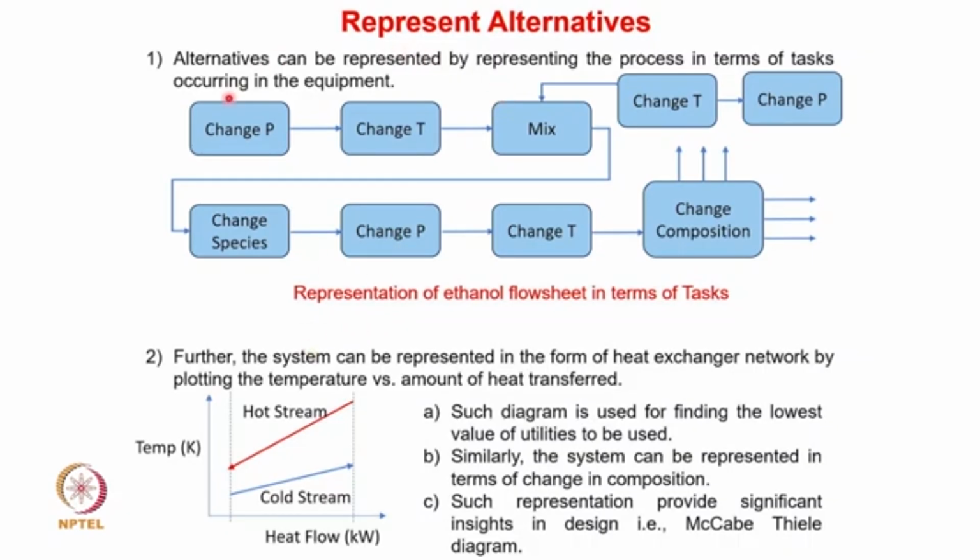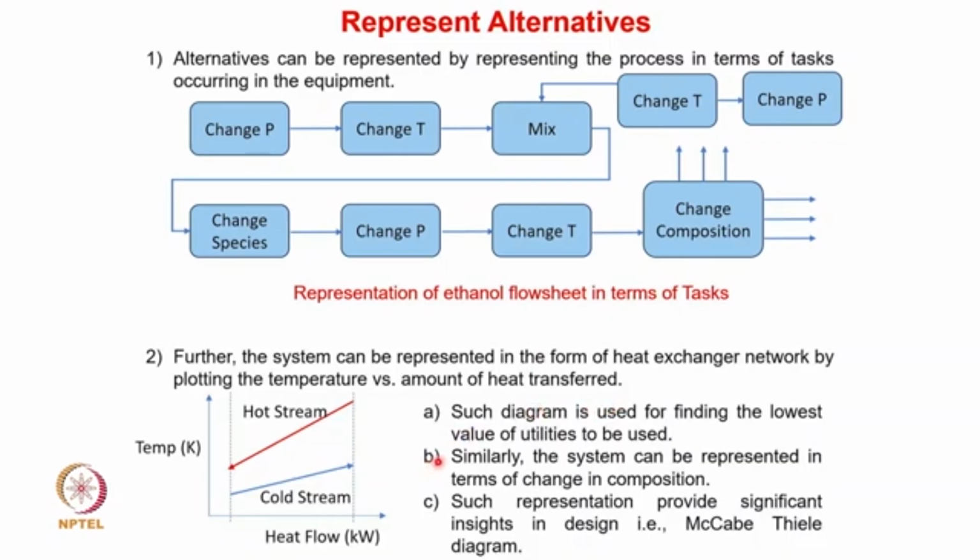So similar to the task, again the process system can be represented in the form of heat exchanger. So remember, in this case, some streams are losing the heat, some streams are gaining the heat, and if we represent the temperature as well as the heat flow for the entire system, we can actually find out what is the lowest amount of utilities required for the process. And that is very important, because the amount of utility will incur the cost. So such representation is also useful to find out the best alternative possible.